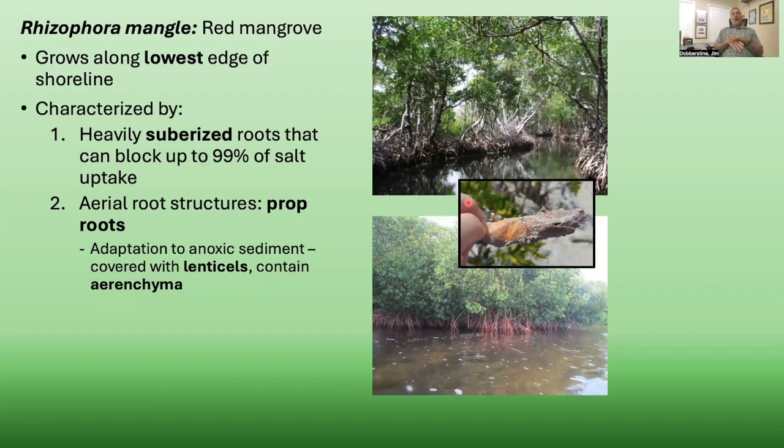Now, again, they do have aerial root structures like I was talking about. So they do have these prop roots, and that's an adaptation to anoxic sediments. So those prop roots are covered with lenticels. Remember the little lenticels on the surface? And they do have parenchyma, those more open pores within the root structures themselves. So here you're seeing a really good example of the prop roots, right? And so that tide may come up and down a little bit, but the main part of the tree is actually protected by these prop roots here.